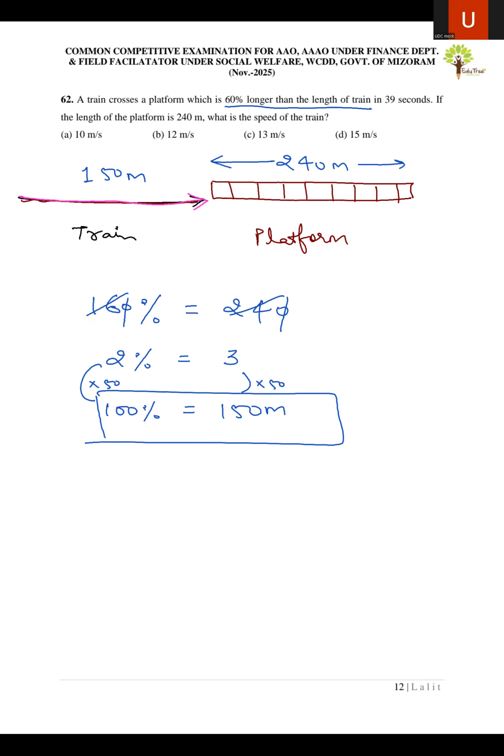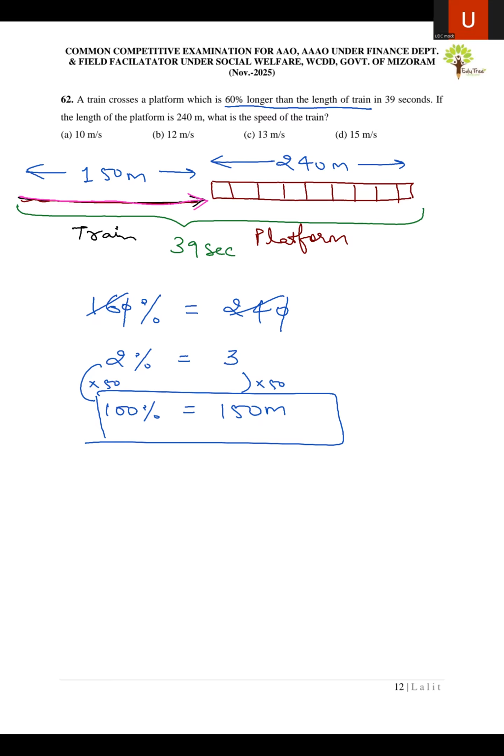Now they're saying that a train crosses a platform in 39 seconds. This train is crossing this platform. This train is crossing this complete platform in how many seconds? 39 seconds. All right. So what is the speed of the train?